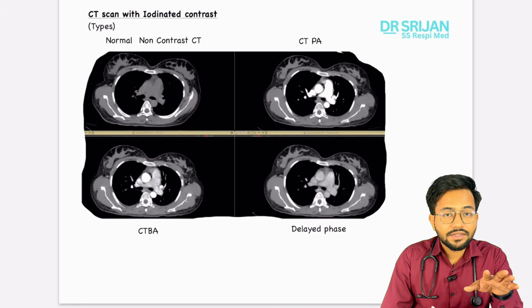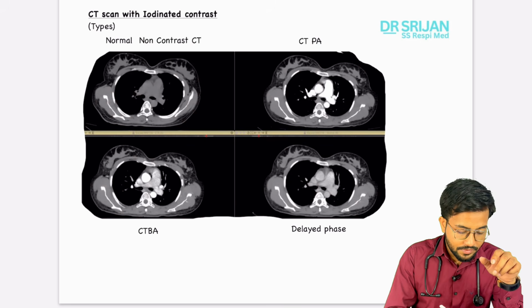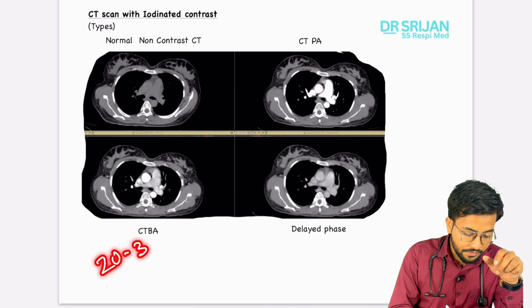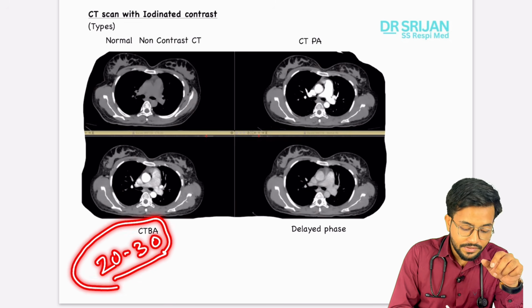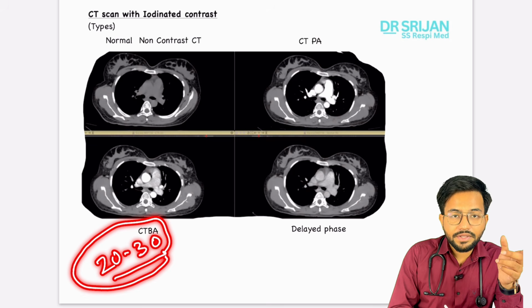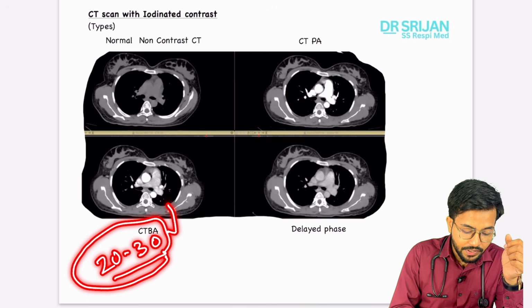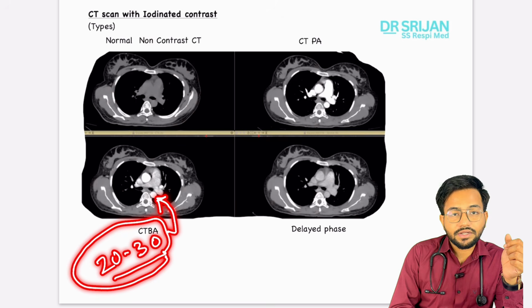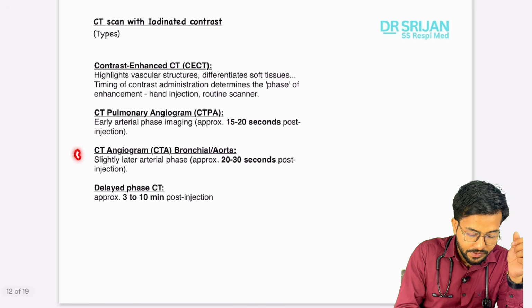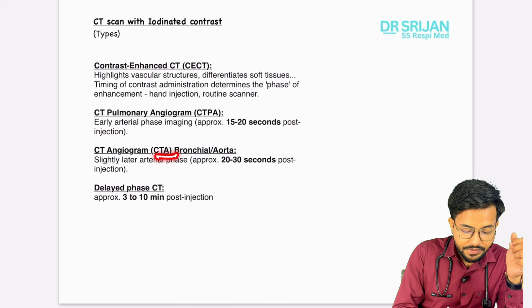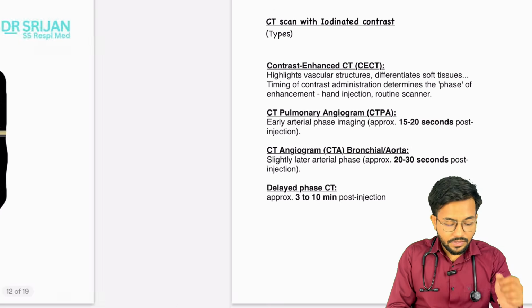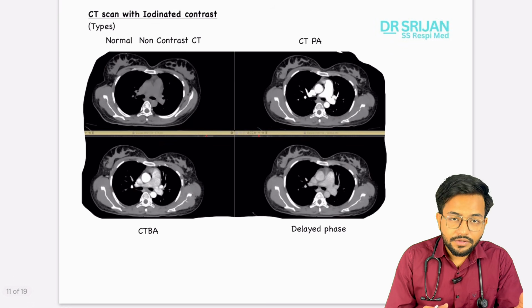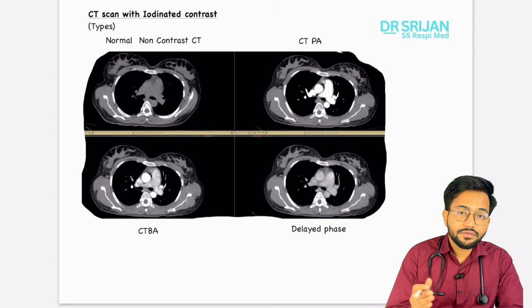So basically, after 20 to 30 seconds of injecting a dye, if we are taking a snap, we generally have the contrast in the great vessel, that is the aorta. So this is what I was talking about, CTA or CTBA, that is CT angiogram of bronchial arteries or CT angiogram of aorta. Now, if we wait for a longer time, that is around 3 to 10 minutes.